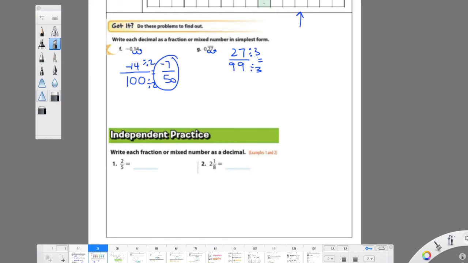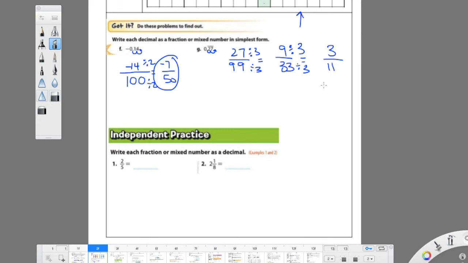So 27 divided by 3 is 9. 99 divided by 3 is 33. So they're still not even. That shouldn't happen. They shouldn't go from odd to even. But we're going to reduce these one more time because they can actually reduce again. 9 can divide by 3, and 33 can also divide by 3. So I know they couldn't divide by 2, but I'm going to try 3 again. So 9 divided by 3 is 3. 33 divided by 3 is 11.